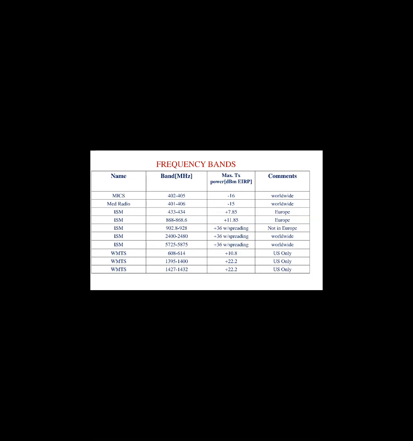And also we can use the wireless medical telemetry system, the WMTS band. It is also low frequency. We are using the 608 to 614 MHz frequency band with a maximum transmitted power of 10.8. They can be used for the US standard. Similarly, 1.39 to 1.4 GHz has a maximum transmitted power of plus 12, and 1.427 to 1.432 GHz has a maximum transmitted power of 22. These are all the frequency bands frequently used in implantable antenna design.